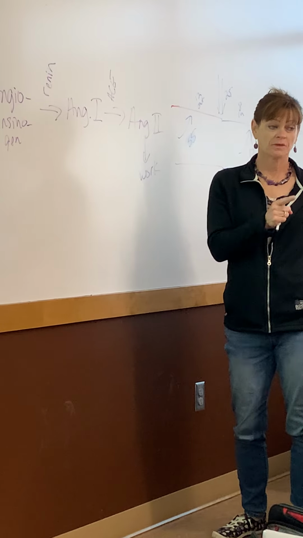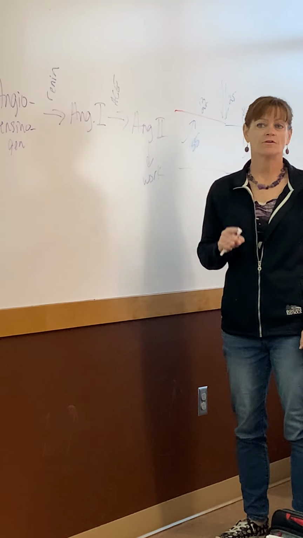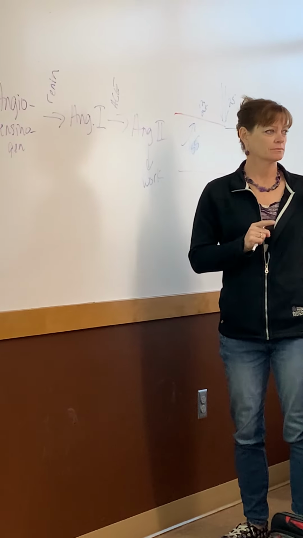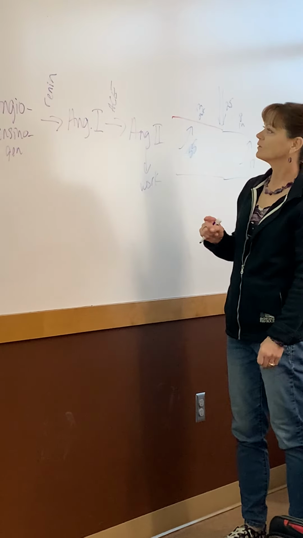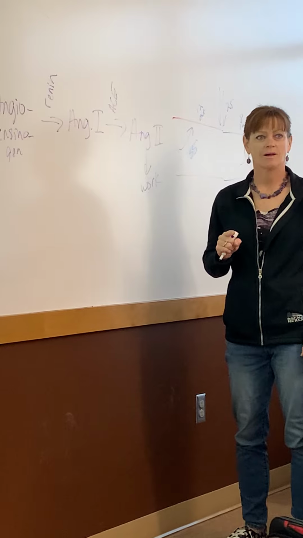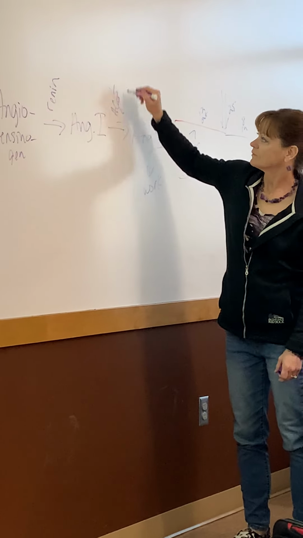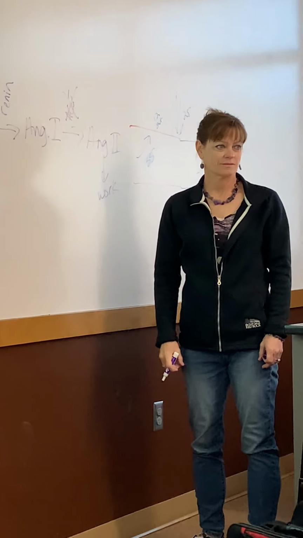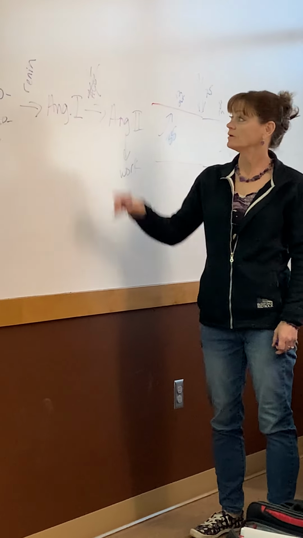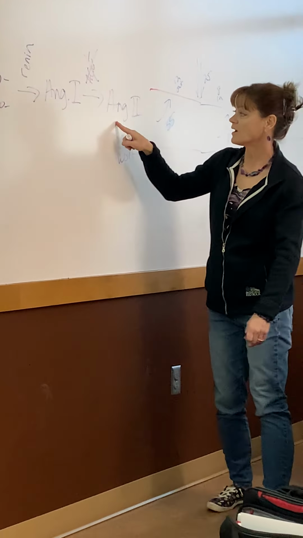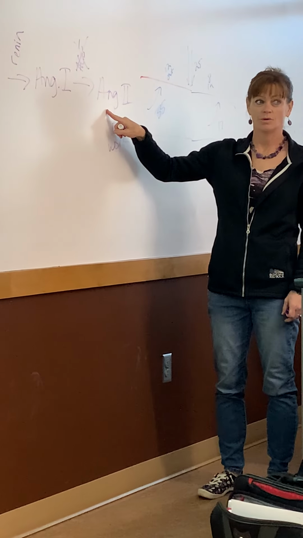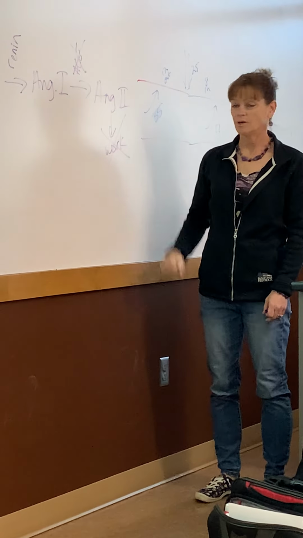Lisinopril is an angiotensin converting enzyme inhibitor. That's a big word. Where does it work? Between 1 and 2. It blocks that. It's an ACE inhibitor. It blocks this. So if you can't convert that to that, what can't you do? Increase your blood pressure. You can't do all the work.